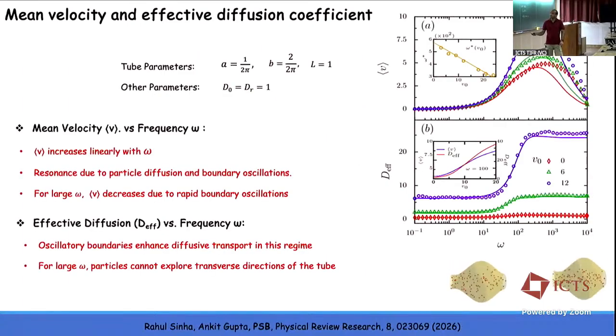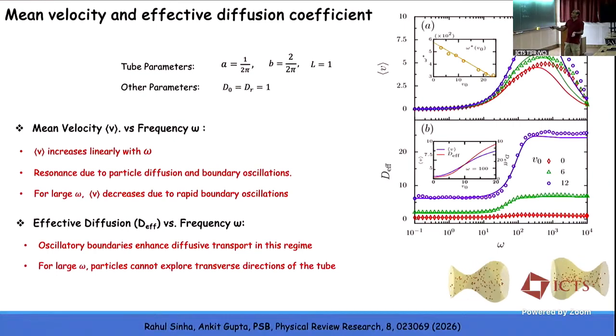Now, if you look at the mean velocity and effective diffusion as a function of omega, where omega is the frequency of these oscillations, what you see is, as you increase omega, the velocity increases linearly. But at high frequencies, the channel is modulating so fast that particles do not feel these boundaries anymore. They feel only the small opening, which is the bottleneck, something like a small narrow pipe. The particle won't see the entire space because this shape is oscillating rapidly.